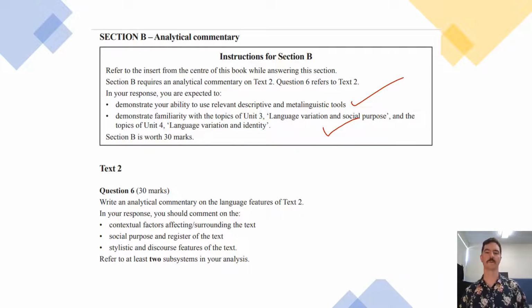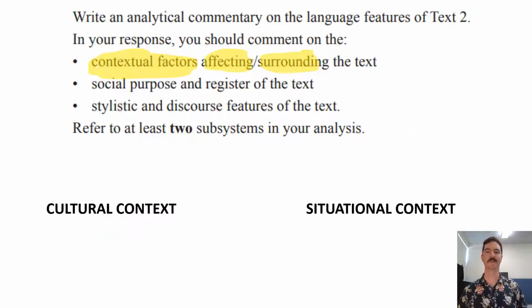Then of course, we've got the actual question itself, 30 marks, keep that in mind. So text 2 is usually what it's called. Let's break it apart. In your response, you should comment on the contextual factors affecting or surrounding the text. So you're going to talk about the cultural context and the situational context wherever you can, keeping in mind the way those are different and how they interact with one another. You can do this in a separate paragraph of its own.